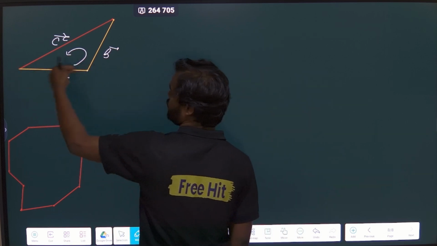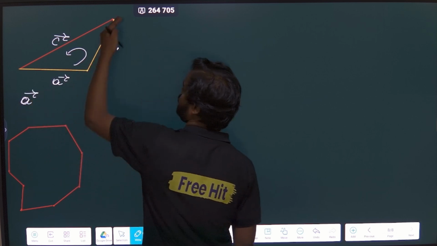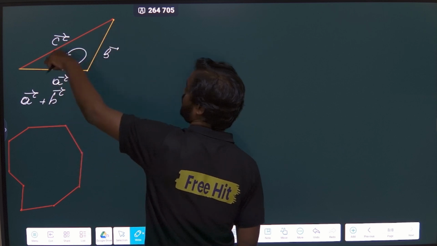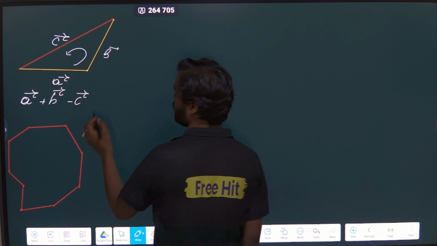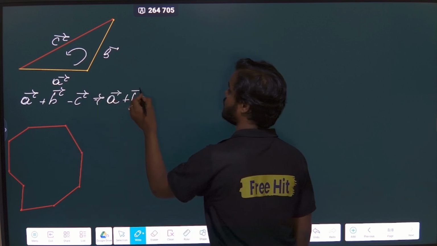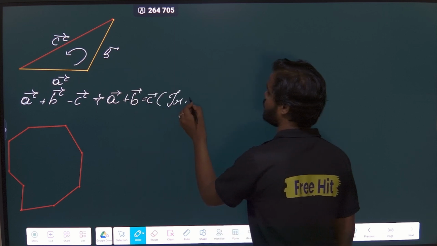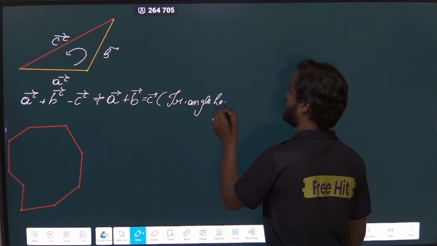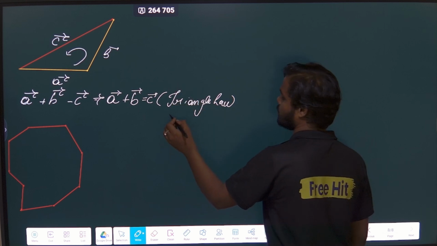See, the arrow is going in the same direction, so you will write A vector. This is also going in the same direction, so you will write plus B vector. This is going in the opposite direction, the arrow is like this and we are going like this, so I will write minus C vector. So from here we get A vector plus B vector minus C vector. This is the triangle law of addition. You have to simply apply this thing.